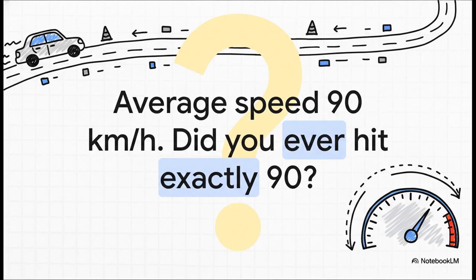But your actual speed was all over the place, right? You started from zero, maybe hit some traffic, then you sped up on the highway. So the big question is, did your speedometer ever, at any single instant, read exactly 90 kilometers per hour? The answer, it turns out, is a definite yes. And the mean value theorem is the reason why.